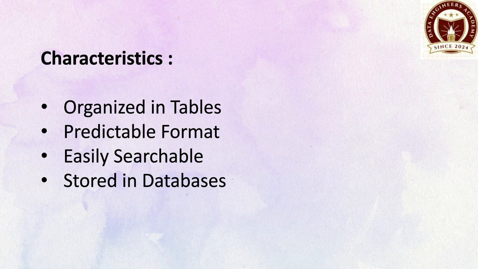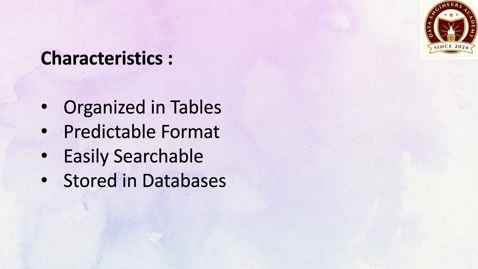Next one is predictable format. The data is always consistent. For example, a column for date will always contain dates, and a column for price will always have numbers. Next one is easily searchable. It is easy because it's organized. You can quickly find what you need using tools or queries. For example, search for all people aged 25 in a database.